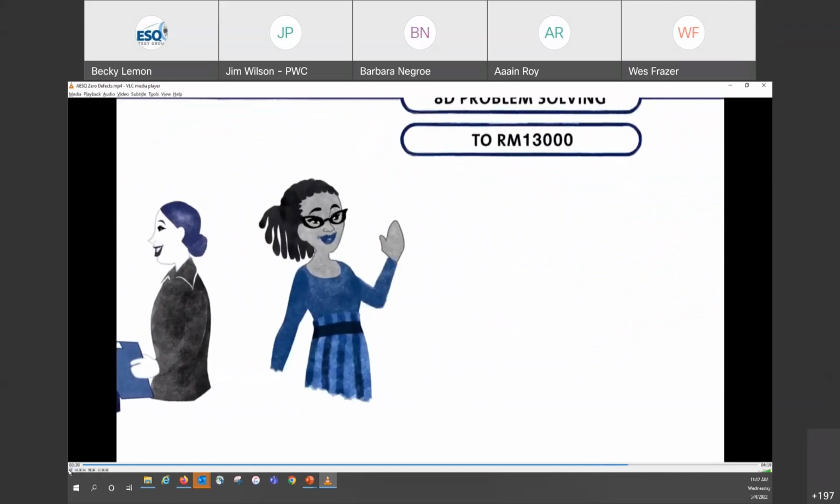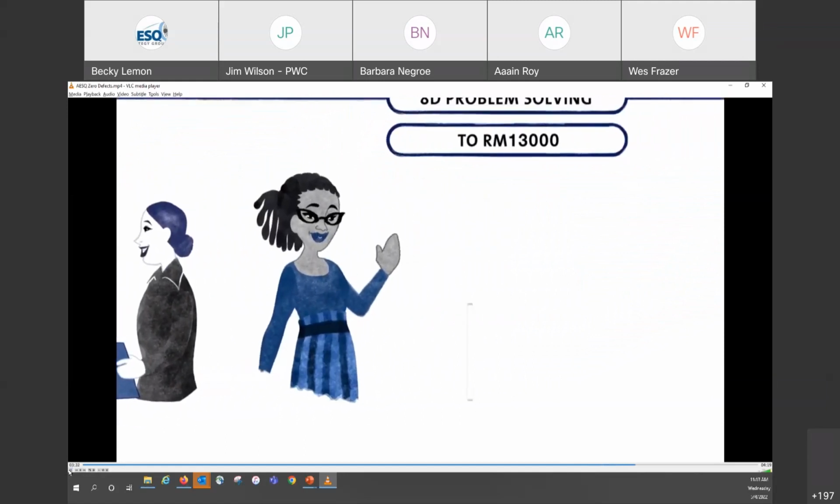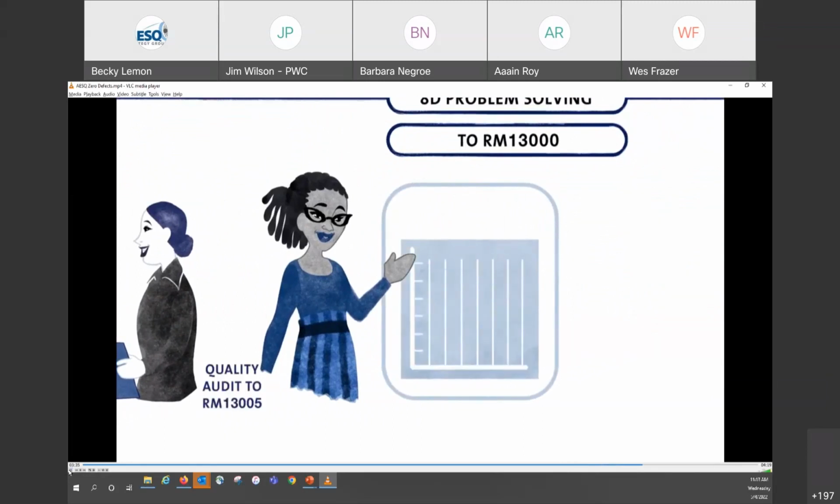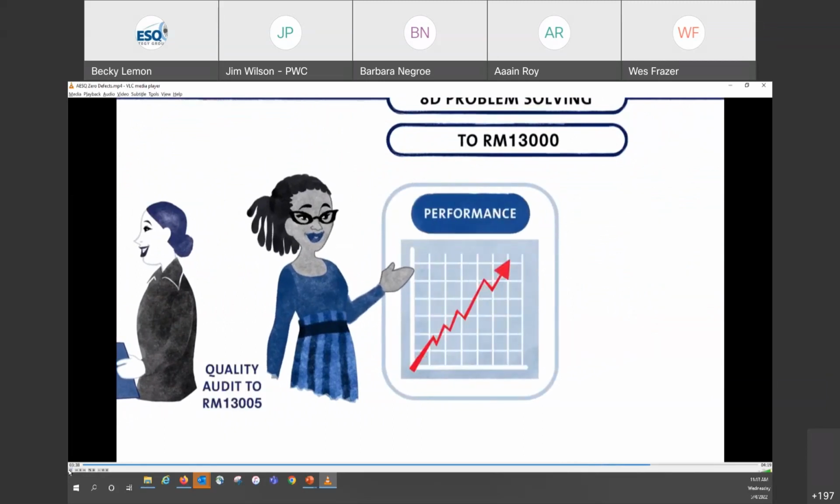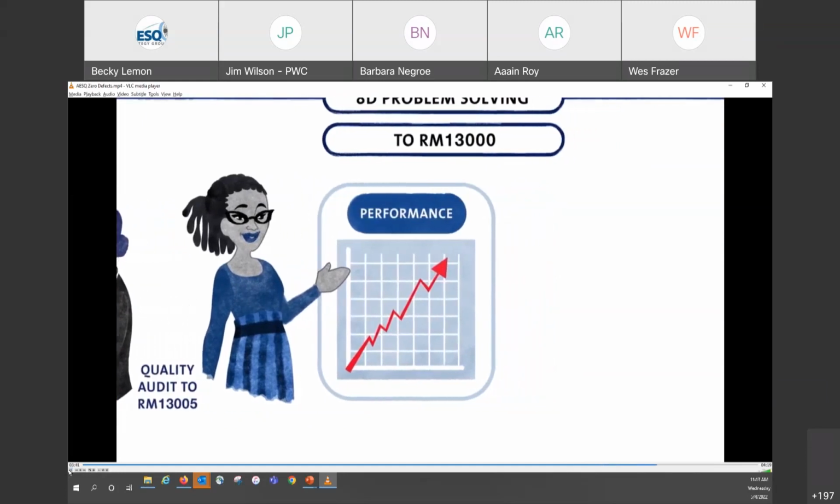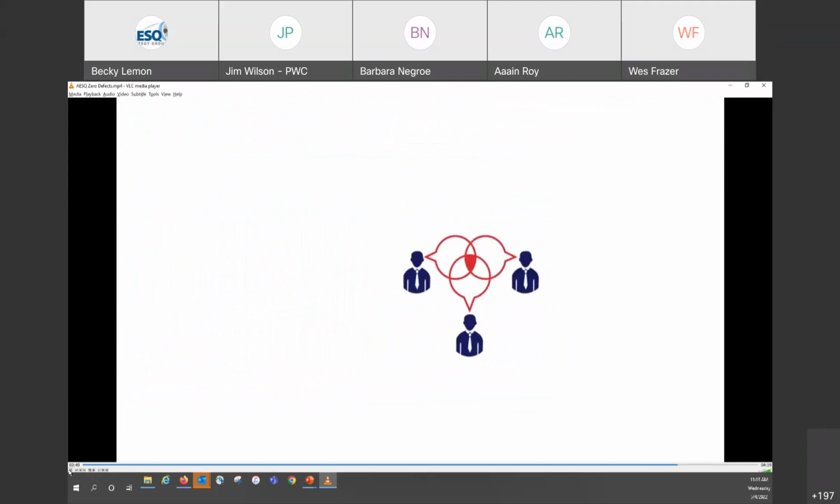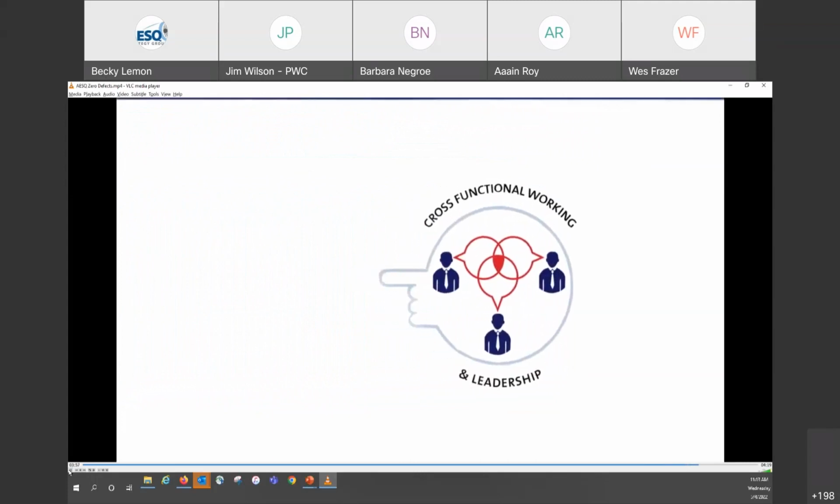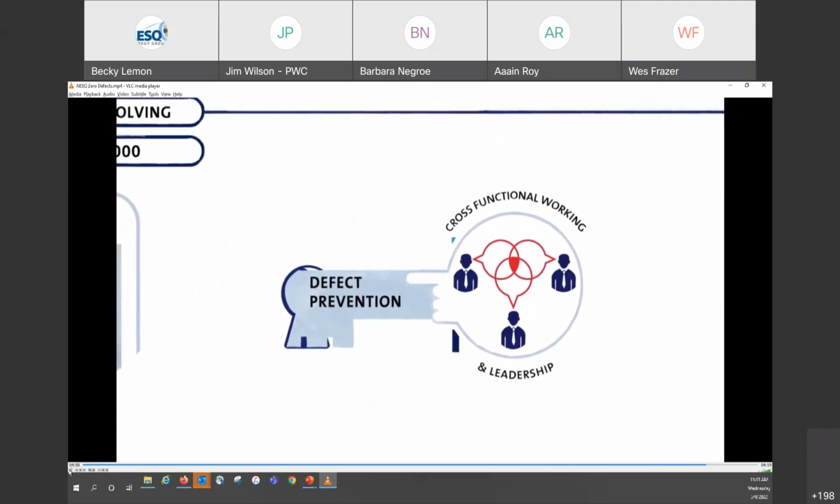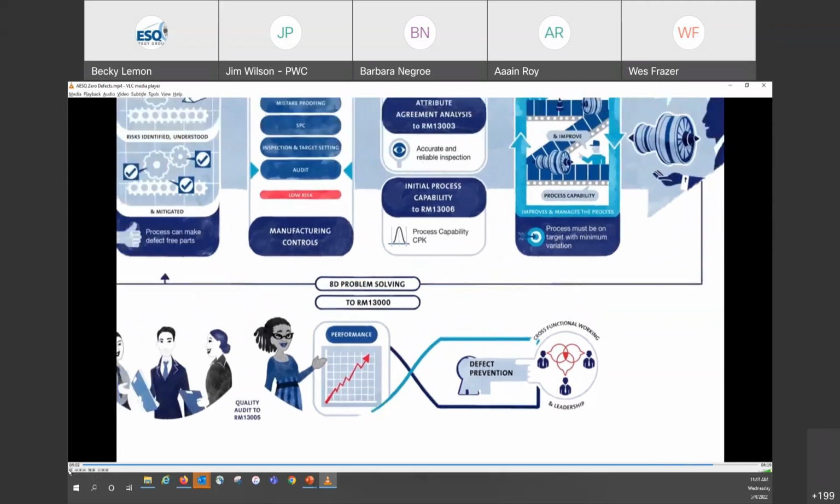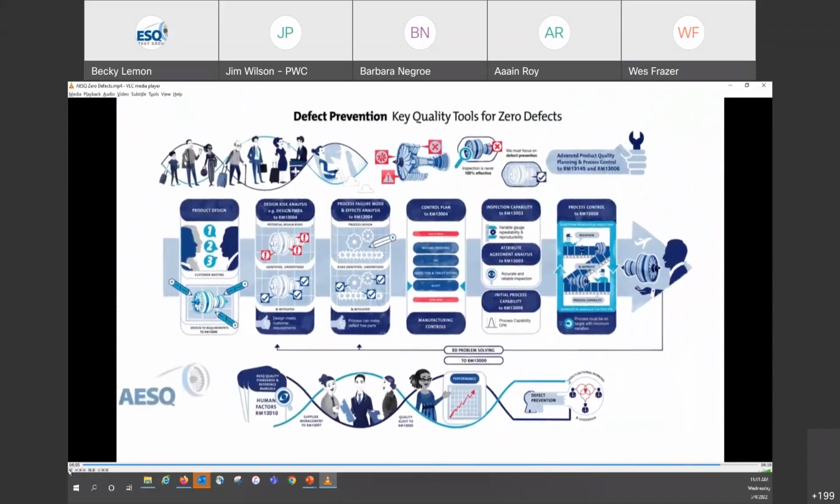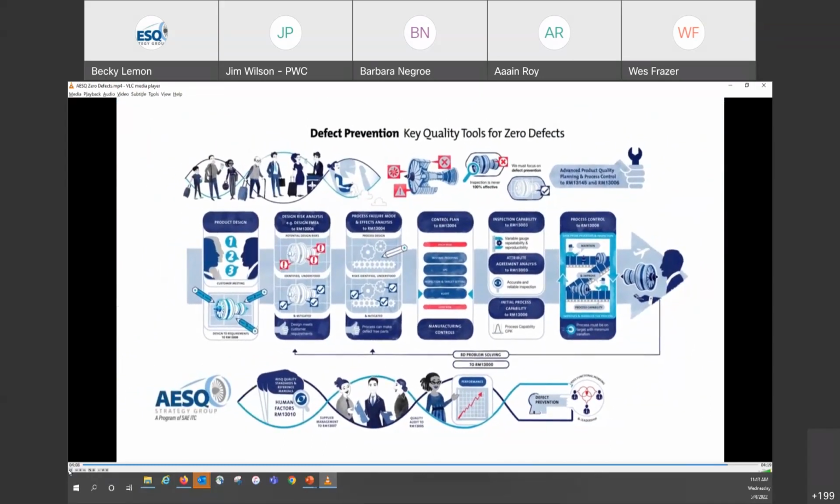chain. The final stage of our defect prevention process is an effective audit of the quality system, manufacturing processes, products, and special processes. This review reinforces compliance and can identify further opportunities for improvement. Of course, to be effective, all these tools rely on good cross-functional working and leadership that creates an environment intolerant of non-conformance. After all, defect prevention is a key route to achieving our promise of defect-free products and services. AESQ, raising the standard for quality.